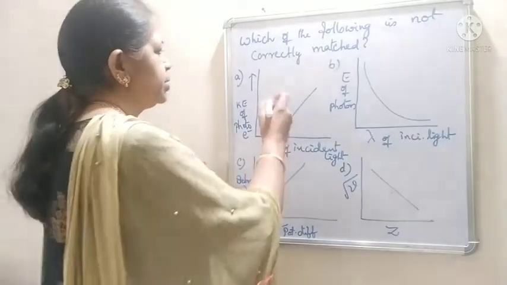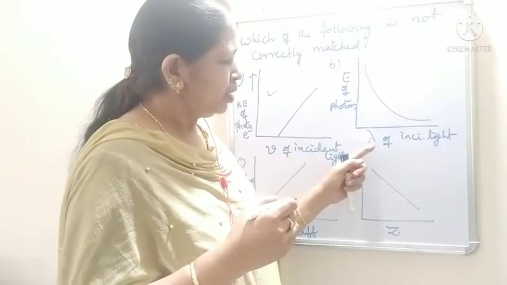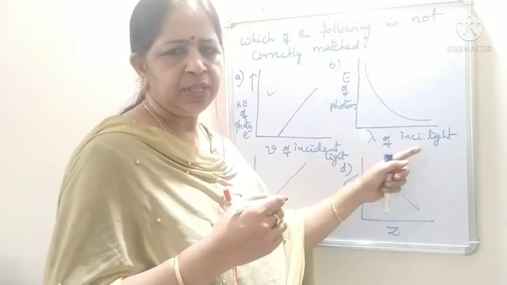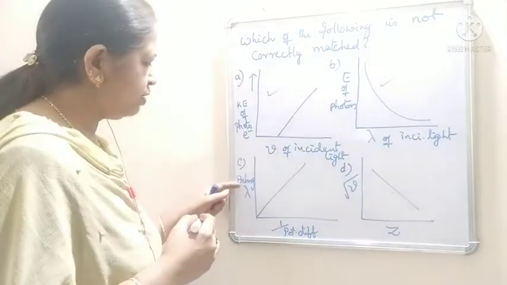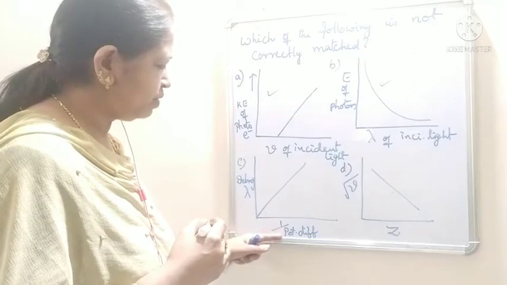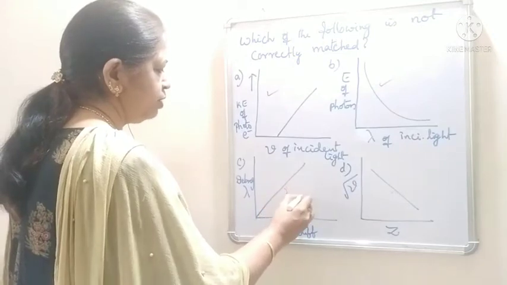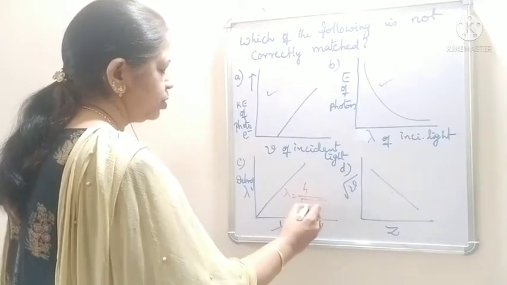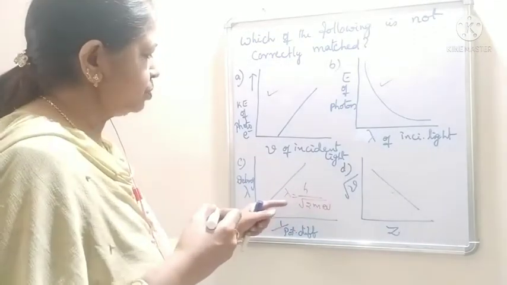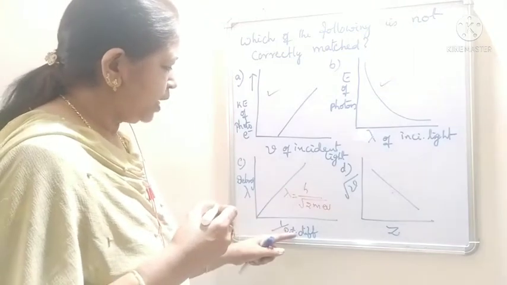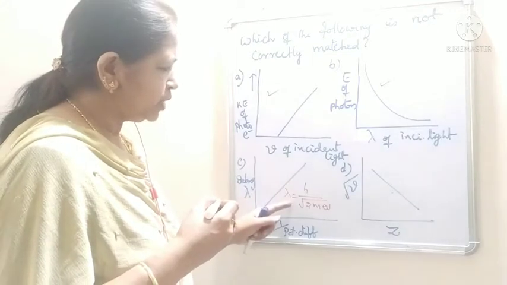So, this graph is a correct one, and if we draw between energy of photon and wavelength of incident light, these are inversely related. So, this is also a correct graph, and de Broglie wavelength and 1 by potential difference giving a positive slope. This is also correct because de Broglie wavelength is equal to h by under root 2 m eV. So, it is 1 by potential difference. So, this gives a positive slope according to this equation.